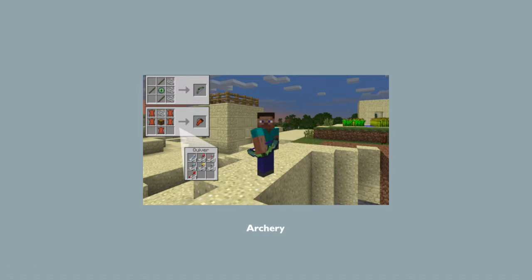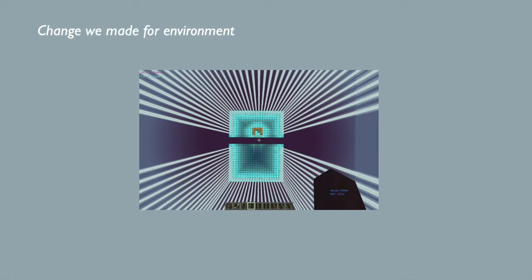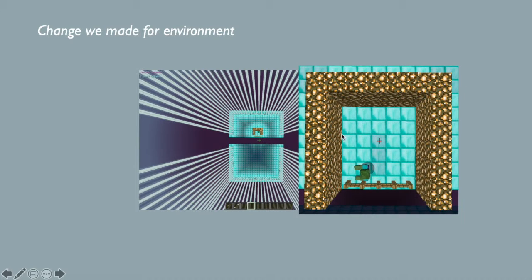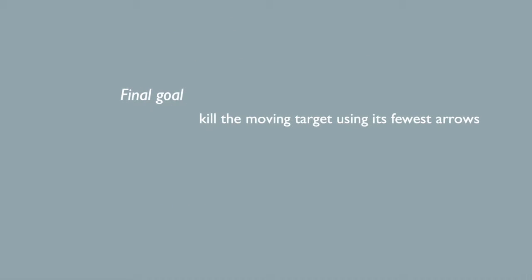Before talking about our final goal, we'd like to mention the changes we made for the environment. Basic environment setting is the same as we have in last video. However, we expand the target cell to a 5x5 square space so that the target is able to move inside of the cell. Our final goal of the project is to kill the moving target using the fewest arrows. We use Q-learning algorithm of reinforcement learning to make this happen.